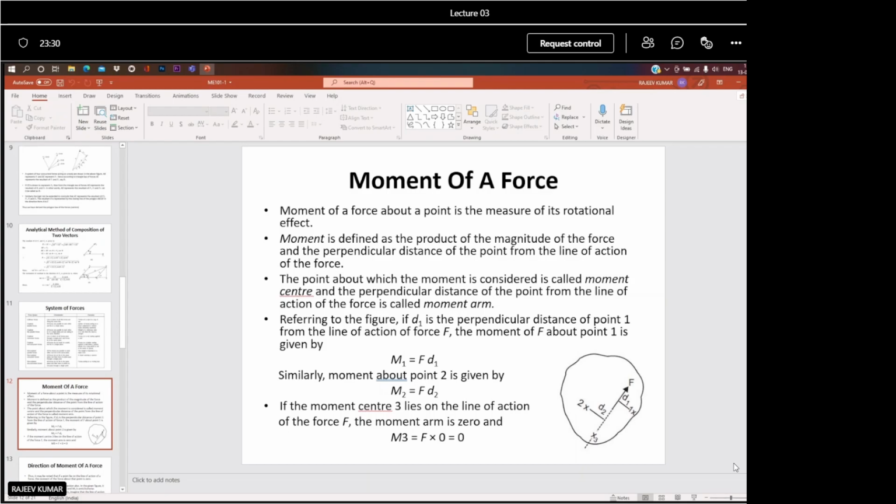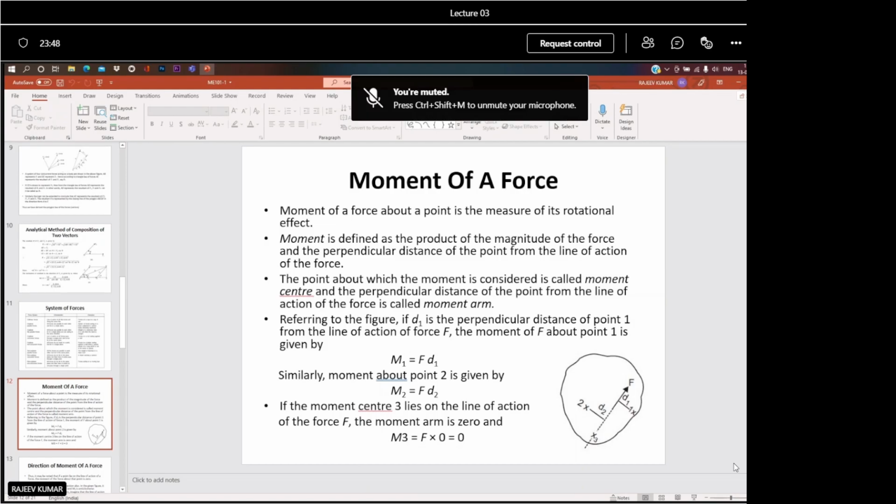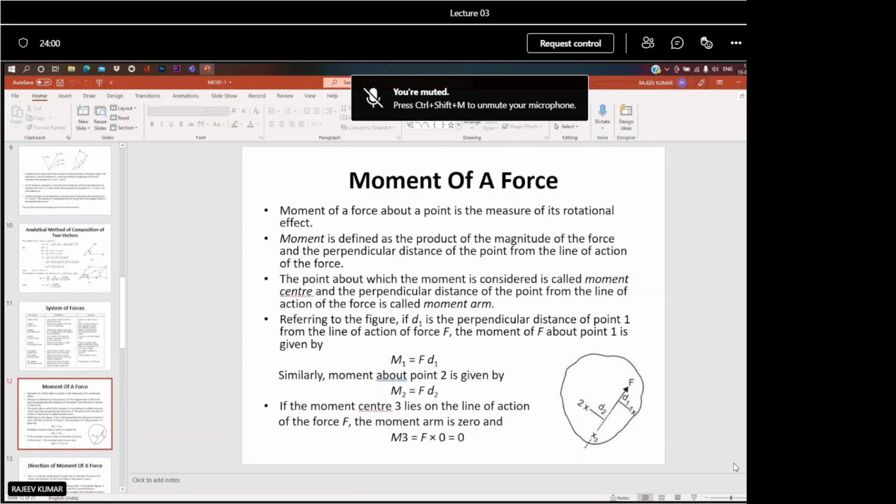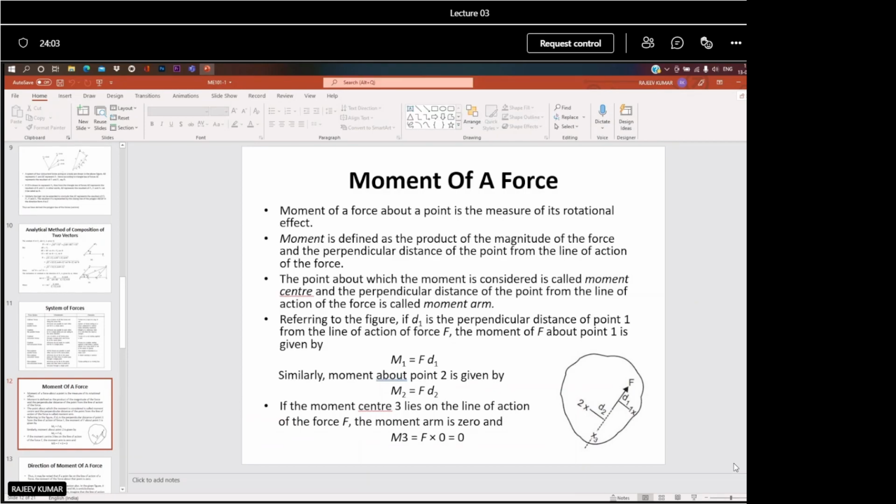So up to here we have discussed the coplanar concurrent force. All the forces lie in a single plane, and the line of action of all the forces passes through a single point. When all the forces are lying in the same plane, there are two variables, plane and point. All forces lying in a plane and meeting at a single point, then we say this is the coplanar concurrent force.